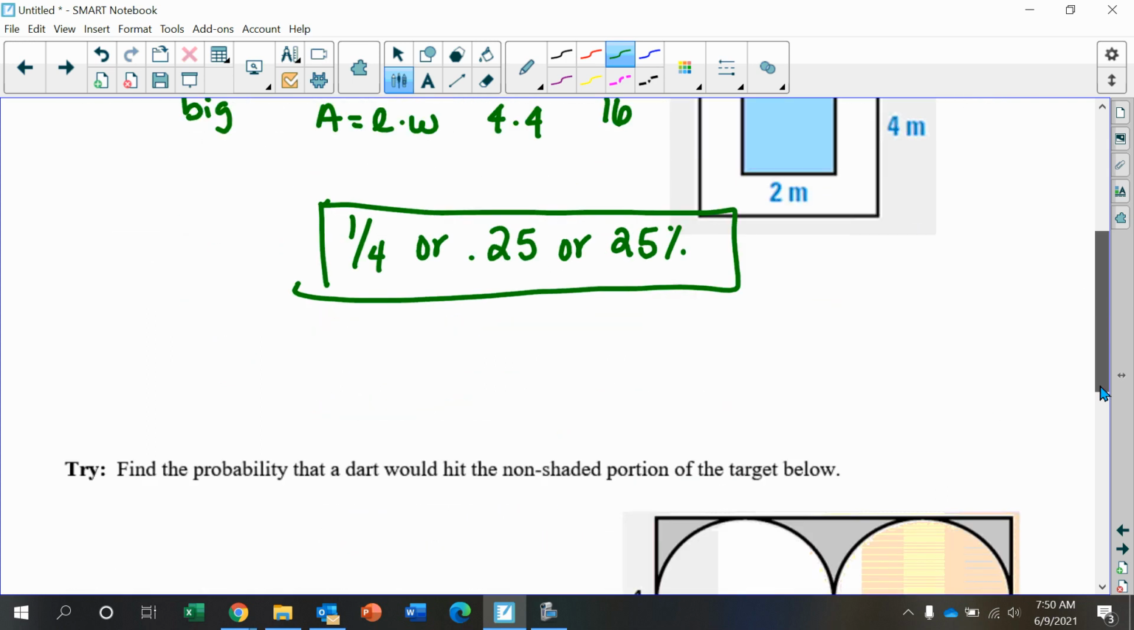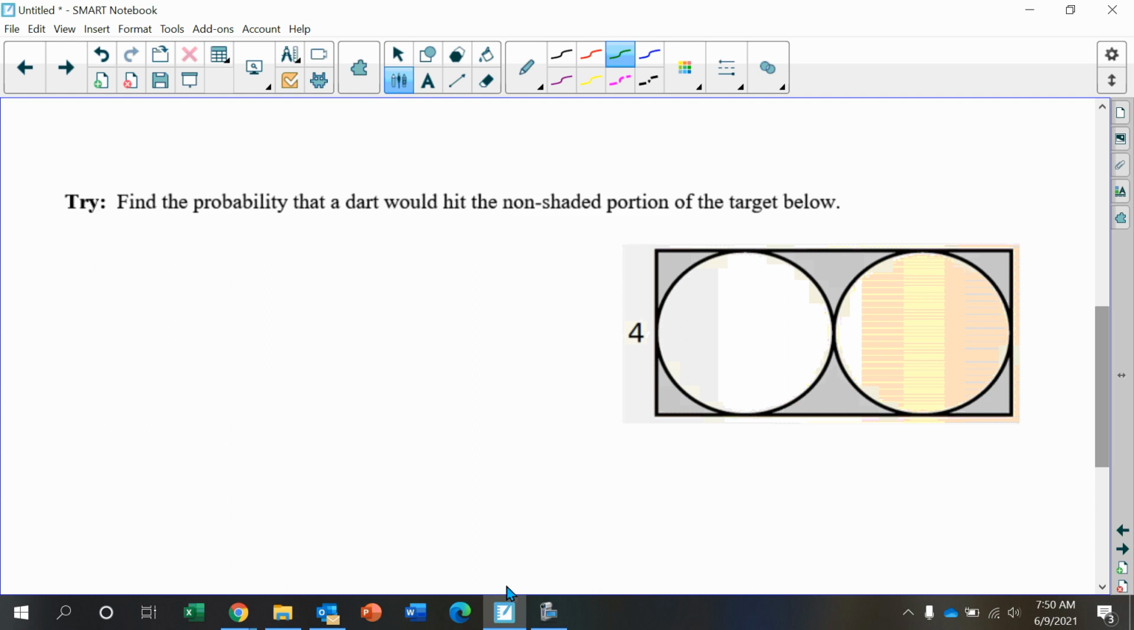And then geometric. Okay, so this is a little bit different. So it says find the probability that a dart will hit the non-shaded region. Okay, so I'm giving you here 4. Okay, so then this right here, here to here is 4. This to here is 4. Okay, so the entire thing is 8.